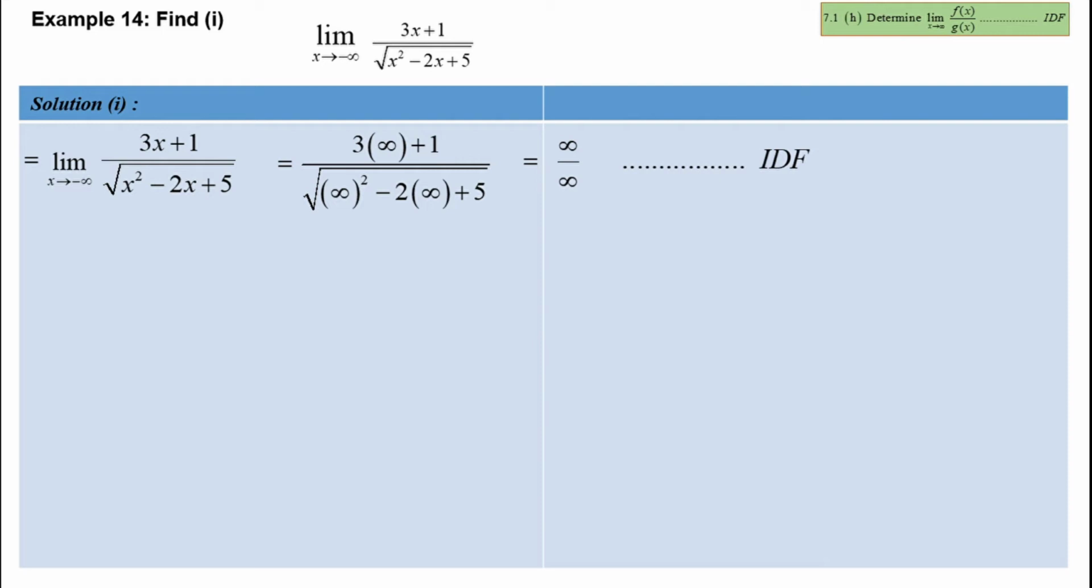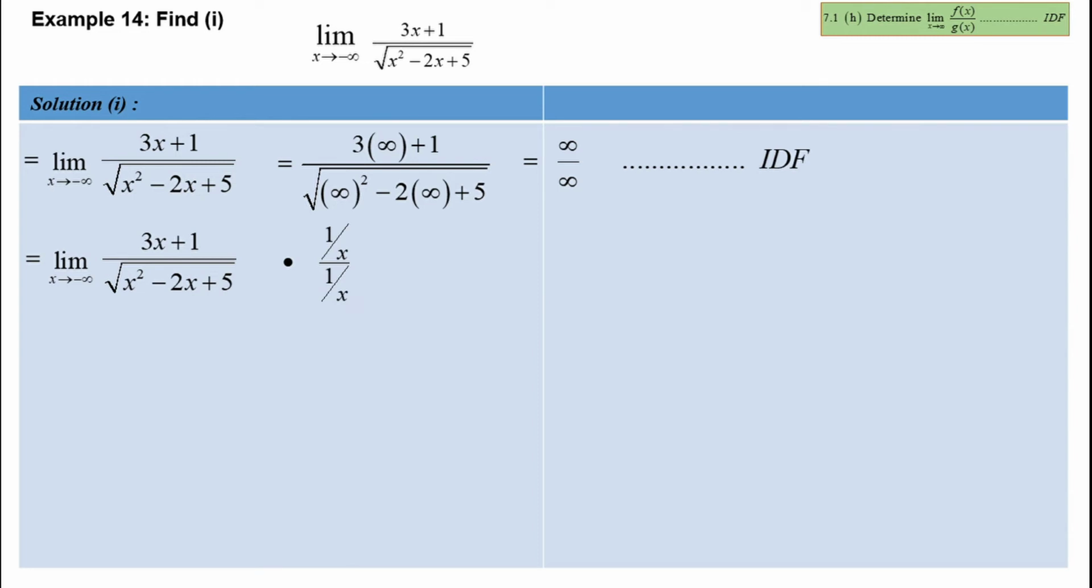In order to solve the limit with this kind of indeterminate form, we need to simplify the function by dividing the numerator and denominator by the highest power of x from the denominator. The highest power of x from the denominator here is 1. So, our function will be divided by x, which is 1 over x divided by 1 over x.